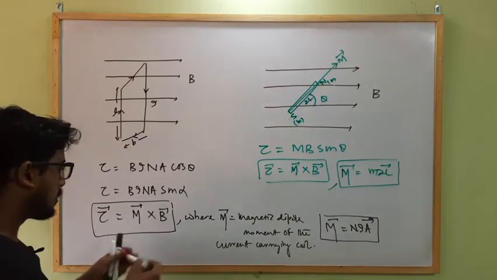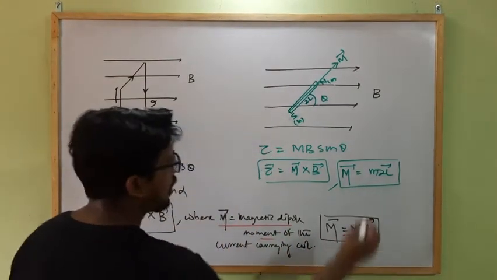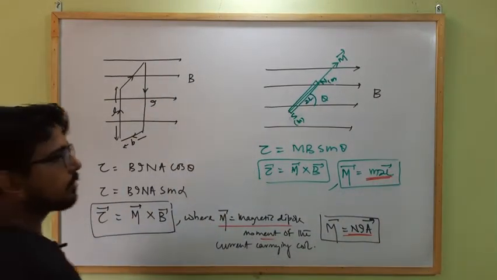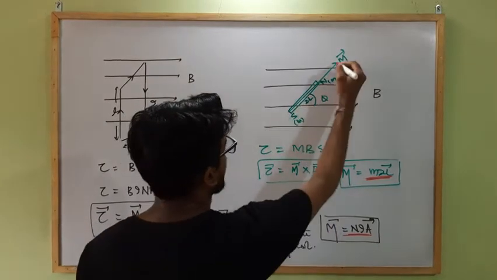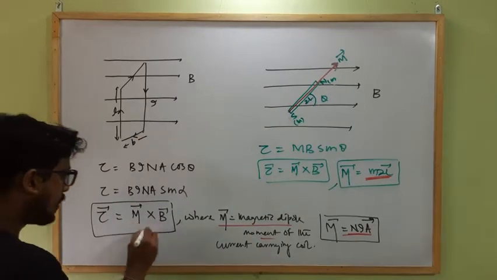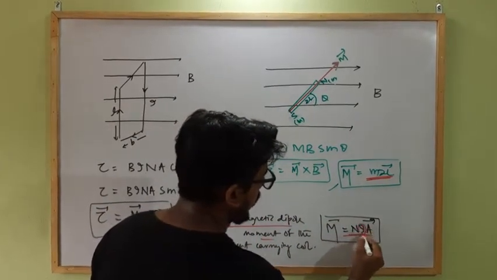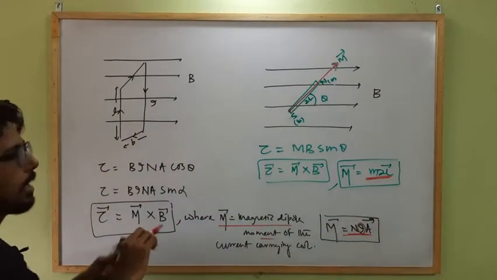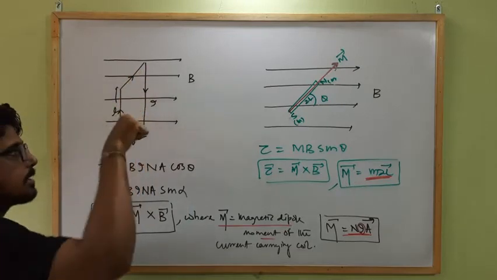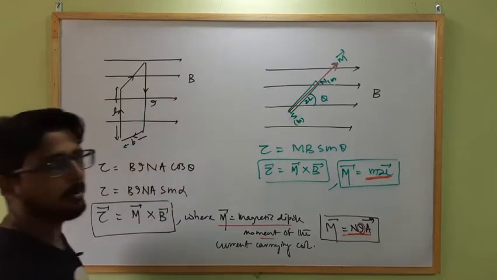But the difference is that here the magnetic dipole moment is N I A vector, and here the magnetic dipole moment is M into 2L vector, and the direction of dipole moment is from south to north along this direction. Here the direction of dipole moment is obtained from the direction of current flowing through the coil. If I curl the fingers of my right hand along the direction of current, then the thumb gives us the direction of magnetic dipole moment.